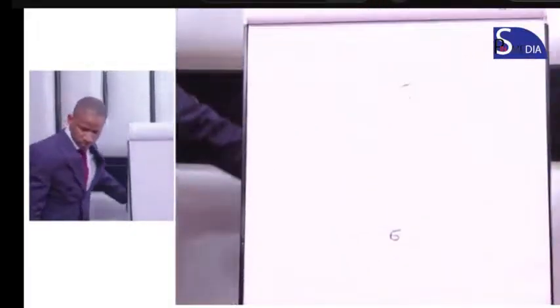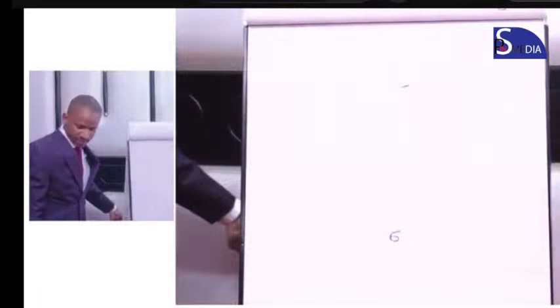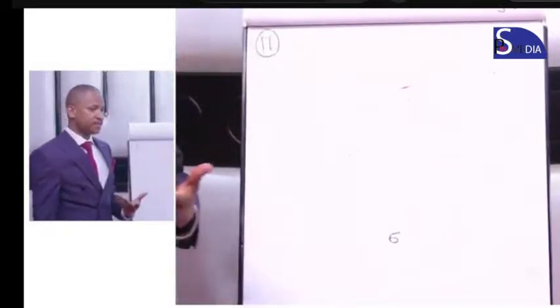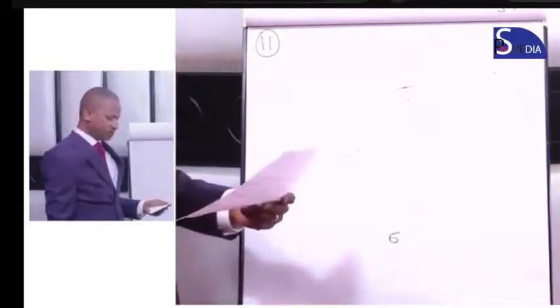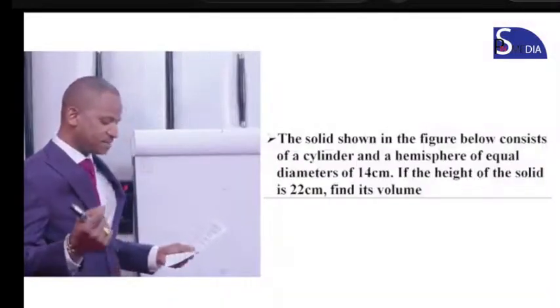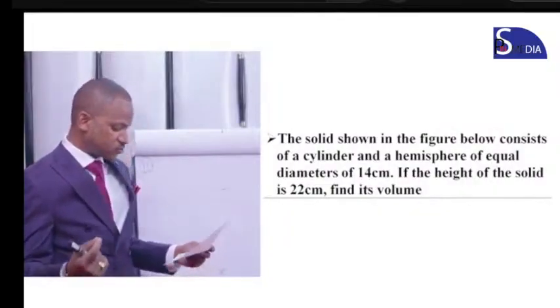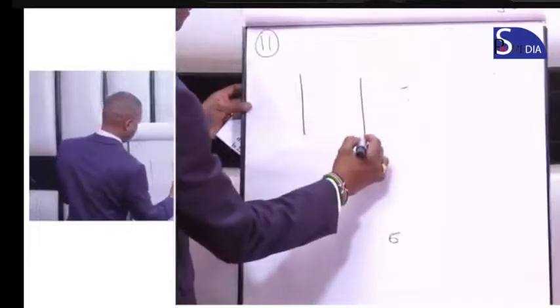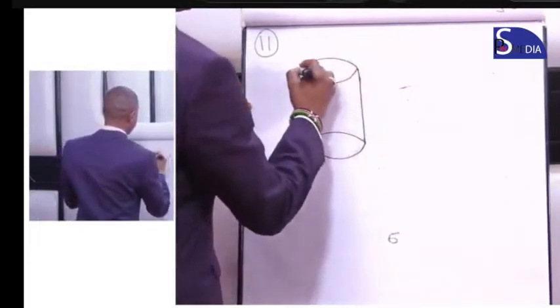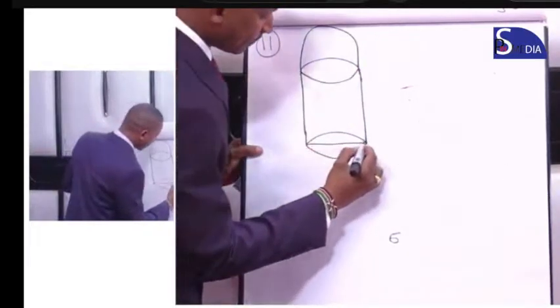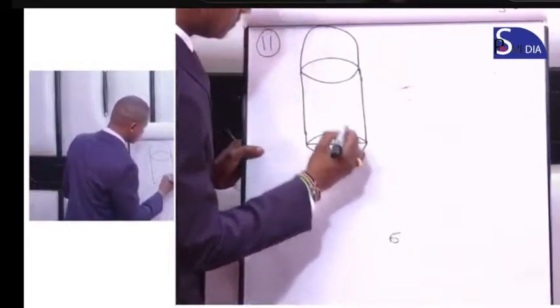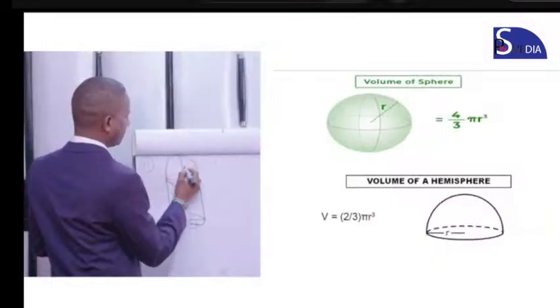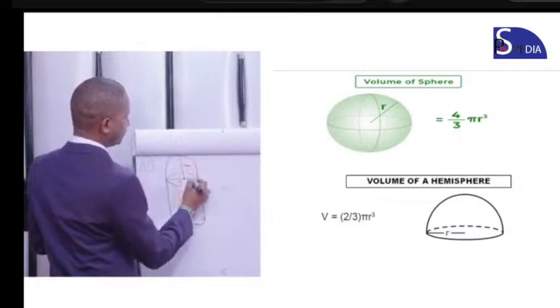So we go to question 11. We are almost through. Just be patient. Just 6 more questions. So the next solid consists of a cylinder and a hemisphere. The solid is 22 centimeters. Find its volume. We have a cylinder, and you are told the diameter here is 14 centimeters. The diameter of the hemisphere is also 14 centimeters.